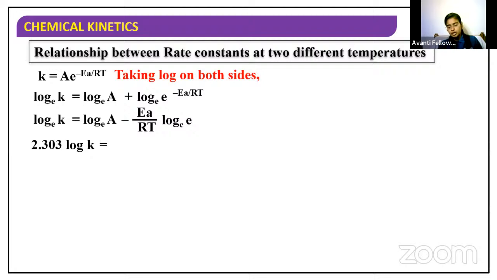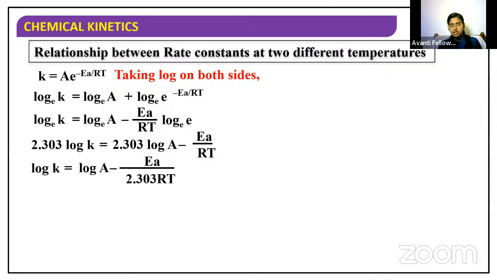That will be equal to 2.303 into log A minus Ea by RT. So log k is equal to log A minus Ea by 2.303 RT. Why has 2.303 come here? I have divided this entire equation by 2.303. When I divide, on the left hand side they cancel each other, so I have only log k.